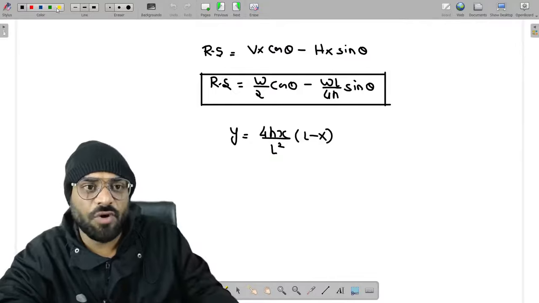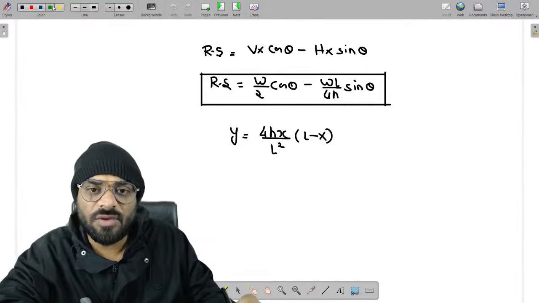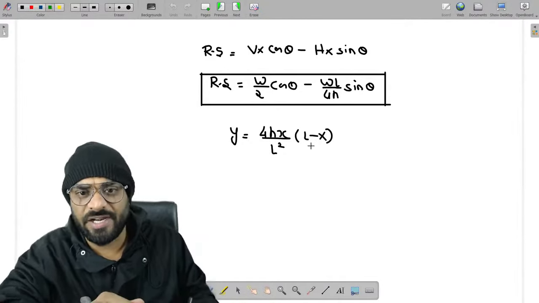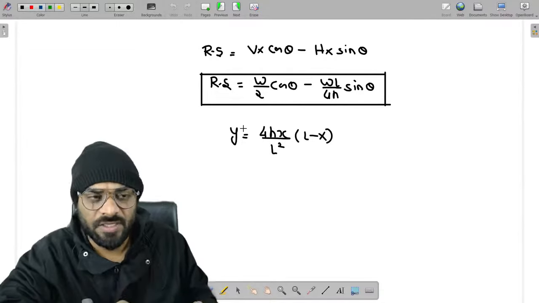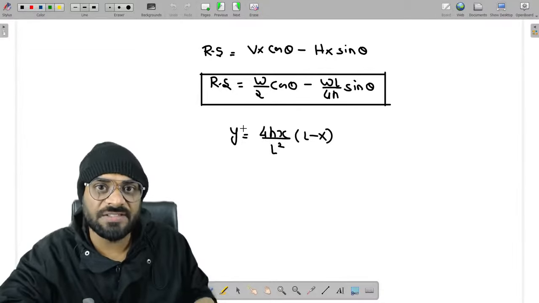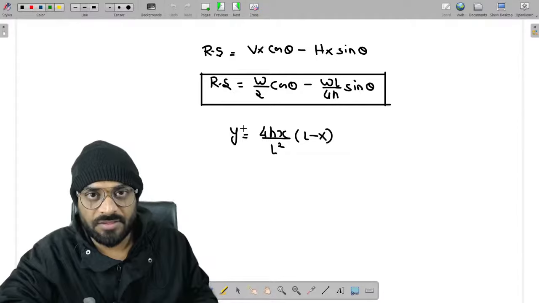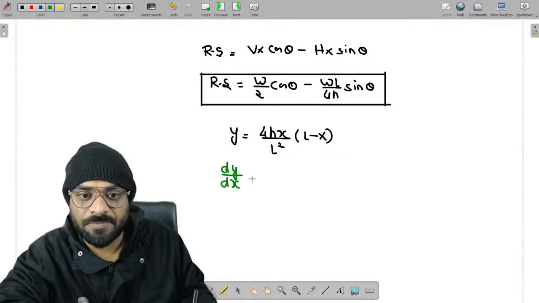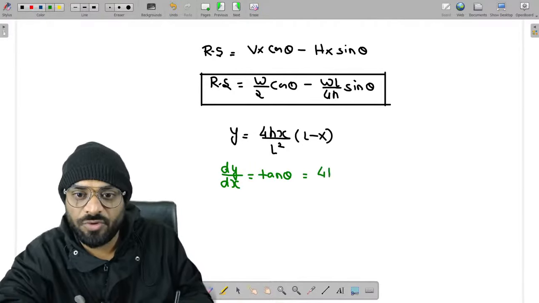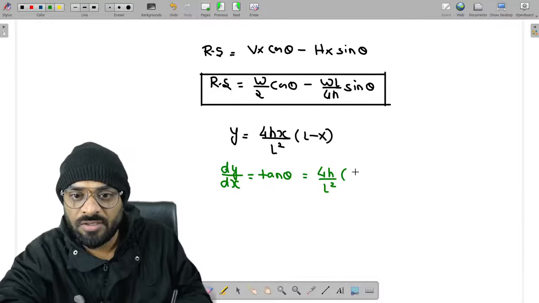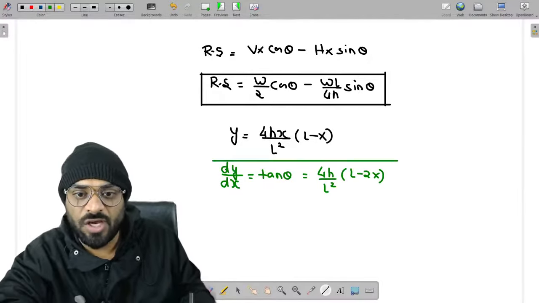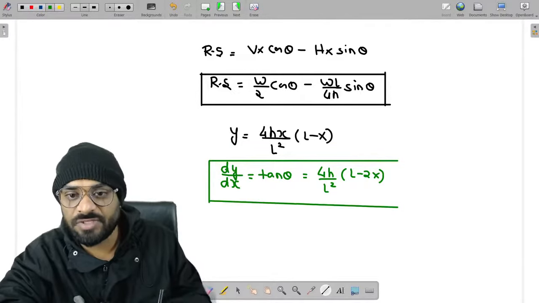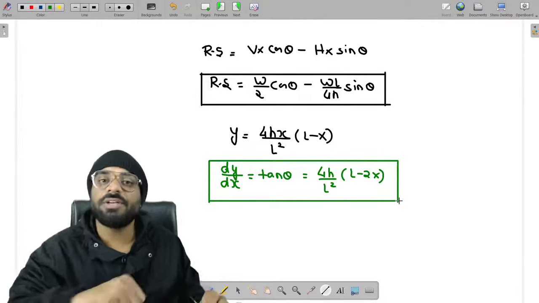Now guys, if you want to find out the value of rise at any distance X, kindly put the value of X, you will get the rise. But if you want to find out the angle at any distance X, we have to take the derivative of it, dy by dx, which should be equal to tan theta. And tan theta is equal to 4h divided by L square, bracket L minus 2x. So kindly put the value of X. Now you are able to calculate the value of theta easily. Getting a point? Clear?